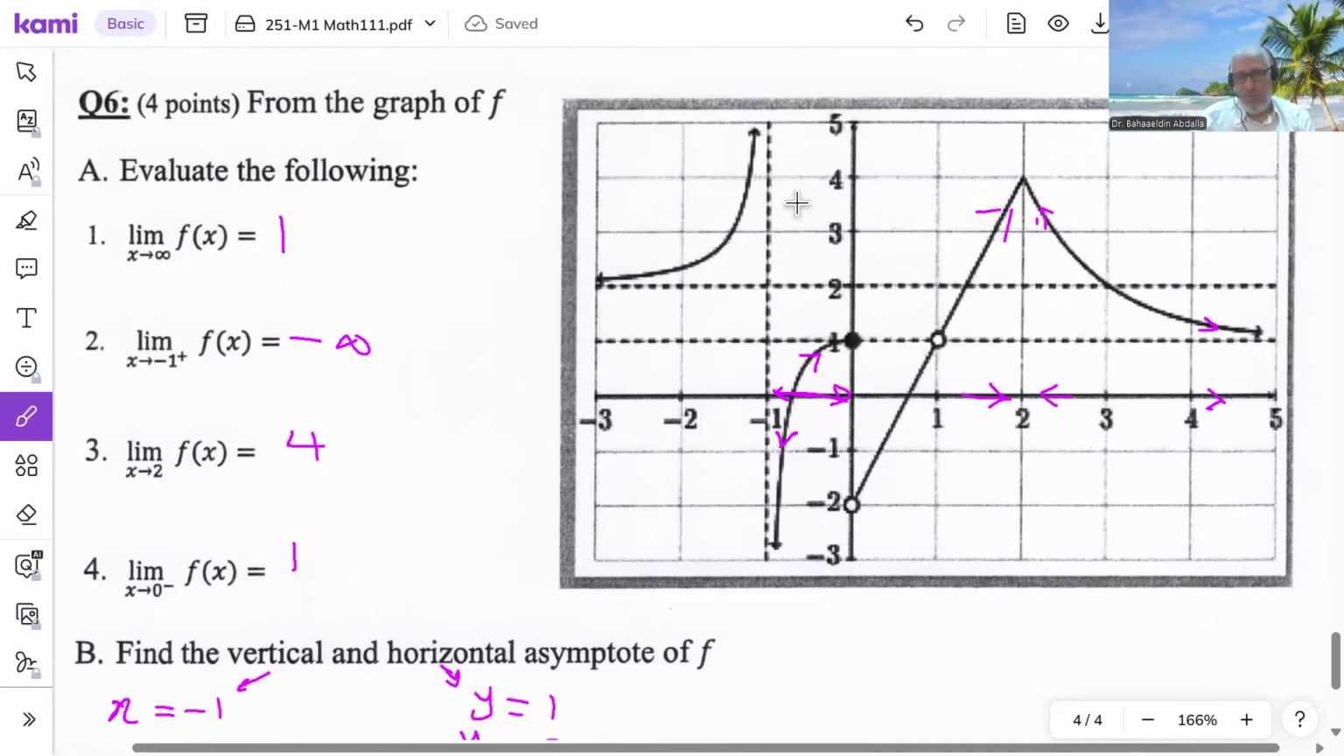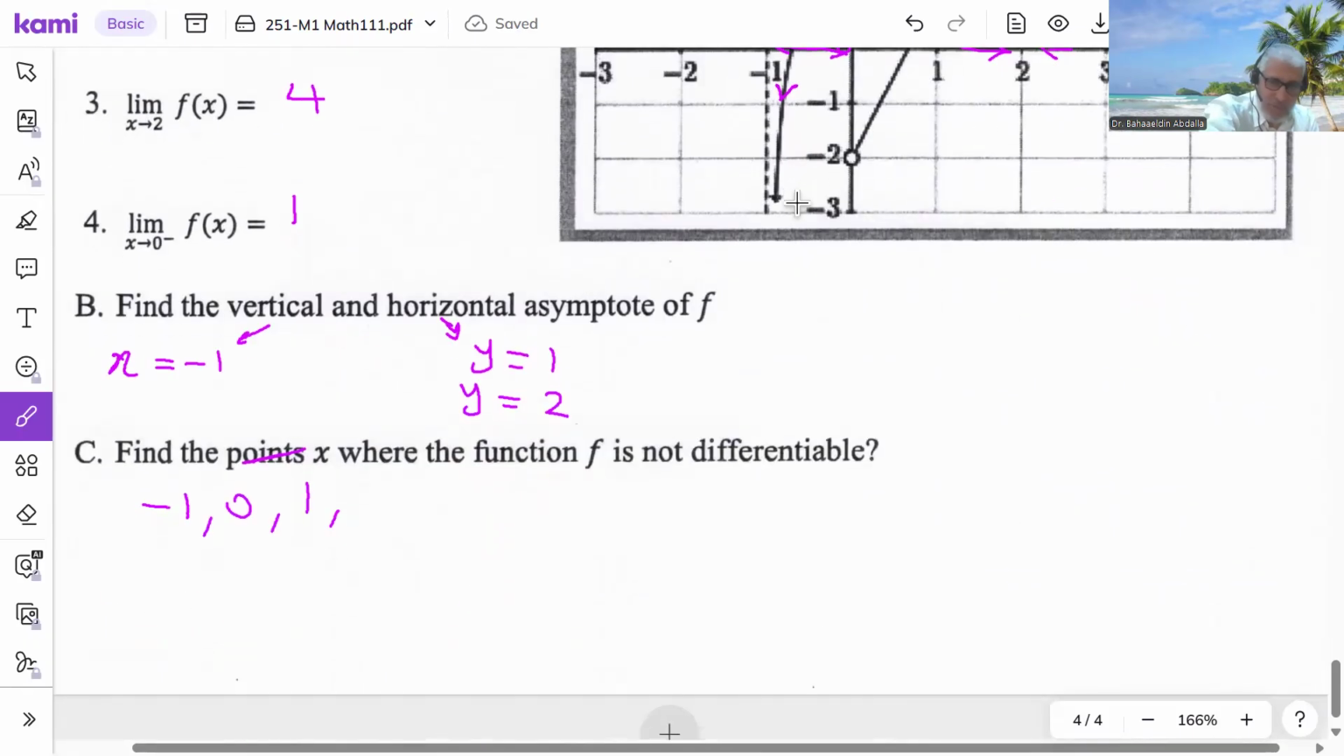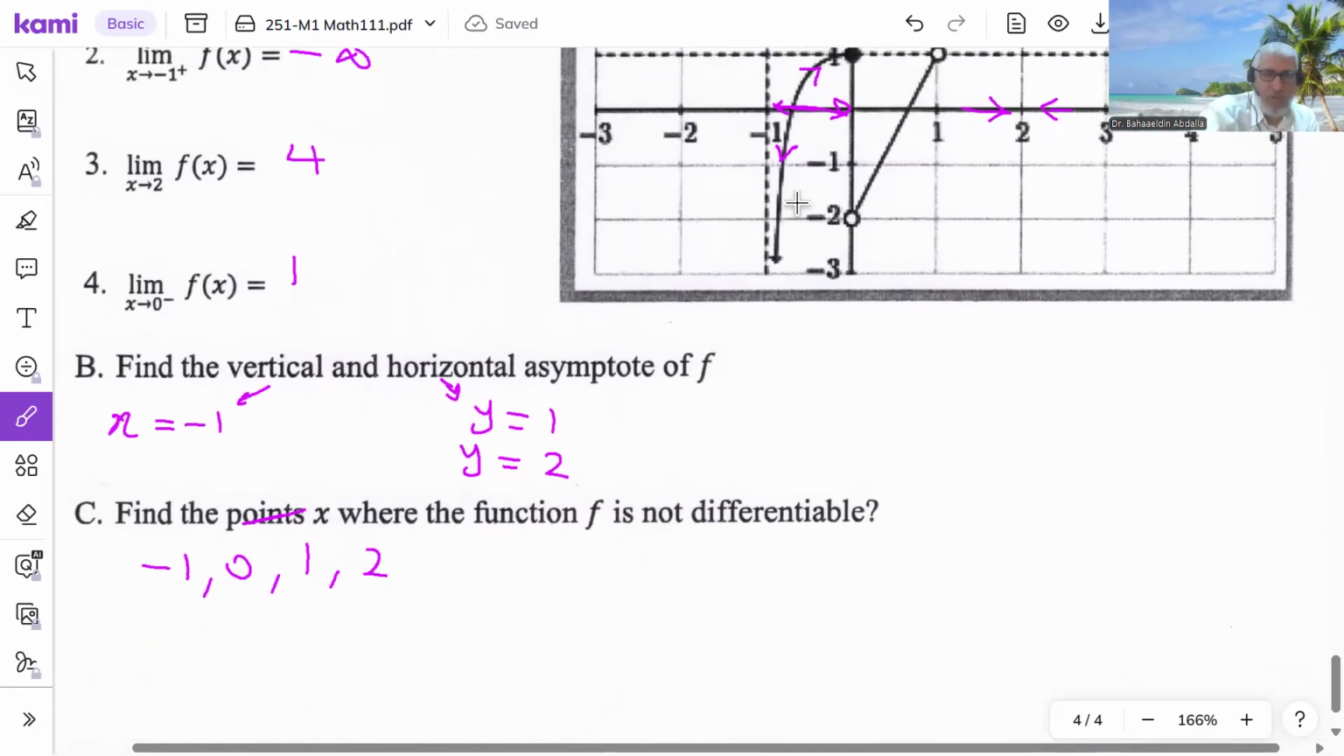At 2, the function is continuous, but it has a corner. There is a corner there. So when there is a corner, we cannot define a unique tangent line. So the function is not differentiable at these 4 values.